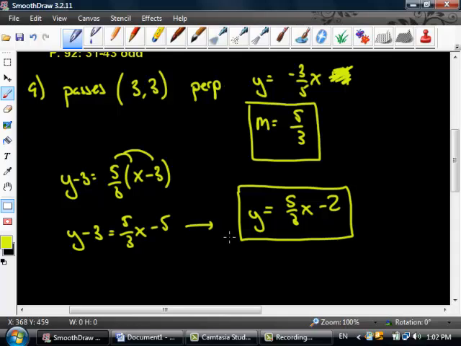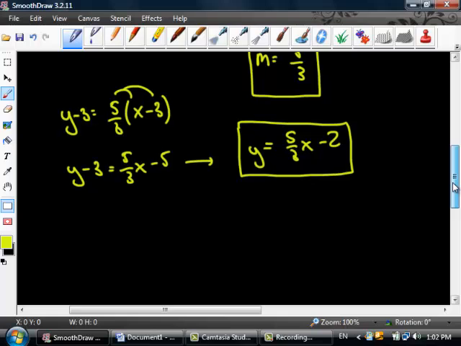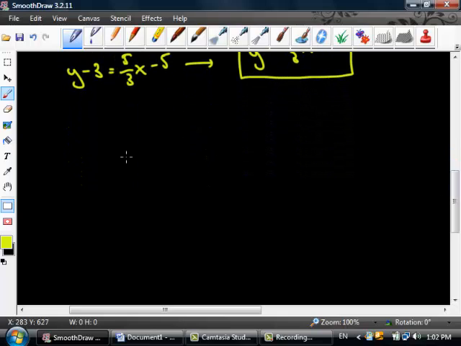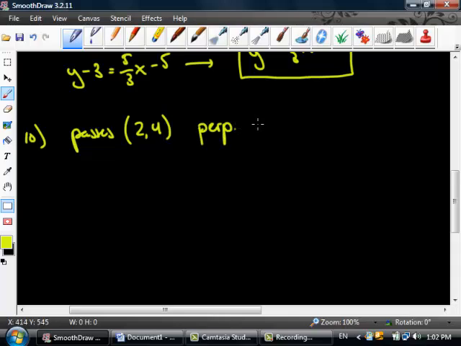How are we doing? Is this pretty easy? Okay, let me give you guys one to do on your own. Passes 2, 4, perpendicular to y equals negative 1/4 x plus 4. Give that one a shot, please.